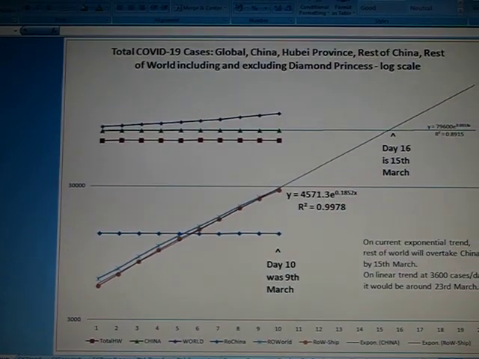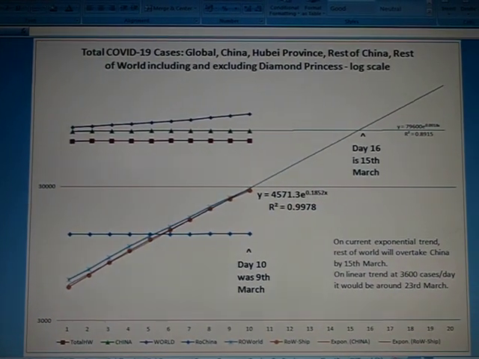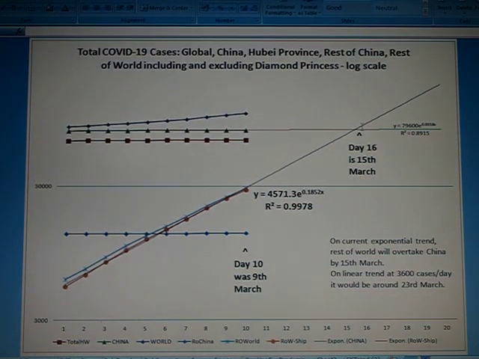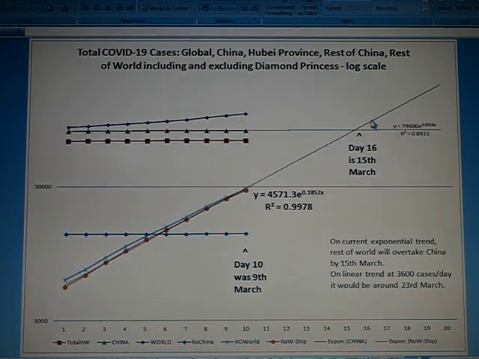And here is my graph from the last video showing that impossibly by the 15th of March, if the rest of the world outside China continues on the exponential trend, it's going to catch up with the 80,000 cases in China by the 15th of March. And at the very latest by the 23rd of March, which is very ominous. I mean, that's truly pandemic.